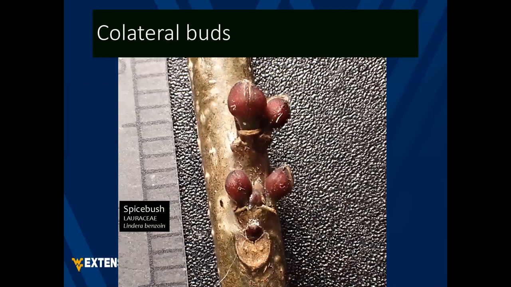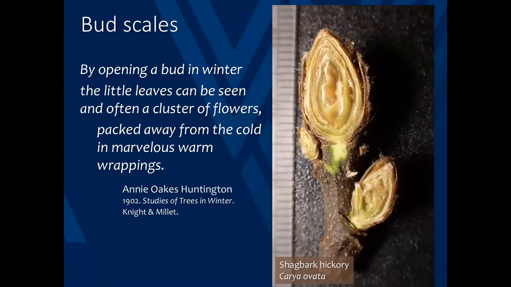This is a spicebush. It has these little globose flower buds that sometimes, if we're lucky, we can see. It's a real giveaway for what that is. Okay, and each of these buds is covered with scales. Here's Annie Oakes Huntington again, and her view of this is, by opening a bud in winter, the little leaves can be seen, and often a cluster of flowers. Again, embryonic shoots, packed away from the cold in marvelous warm wrappings. So these bud scales are really just wrappings to protect the embryonic shoot within.